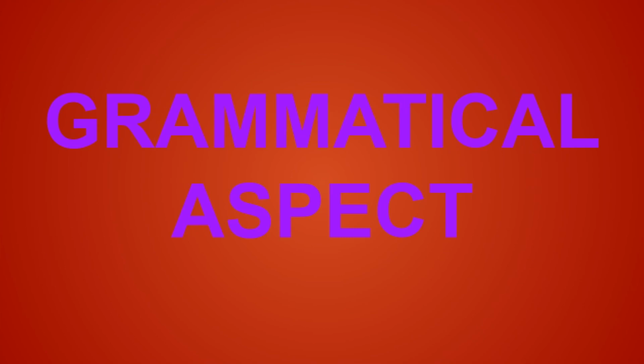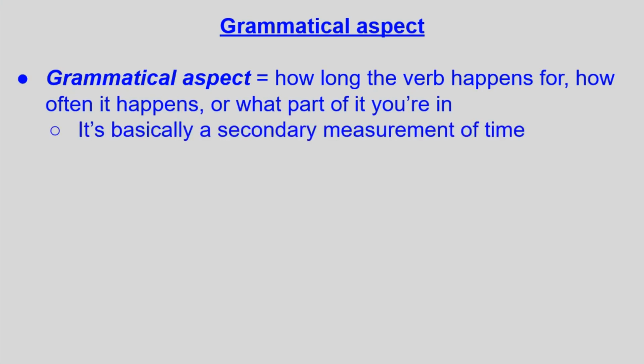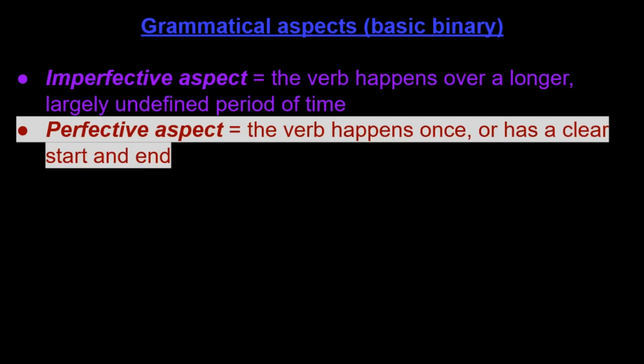If tense is the primary indicator of when a verb happens, then aspect is how long the verb happens for, or how frequently it happens, or what part of the action you're at. It's a secondary timing measure. To start, some languages have a simple two-way distinction between imperfective and perfective. Imperfective means that the action happens over an undefined period of time, while perfective means that the action has a clear start and end, or just happened once.